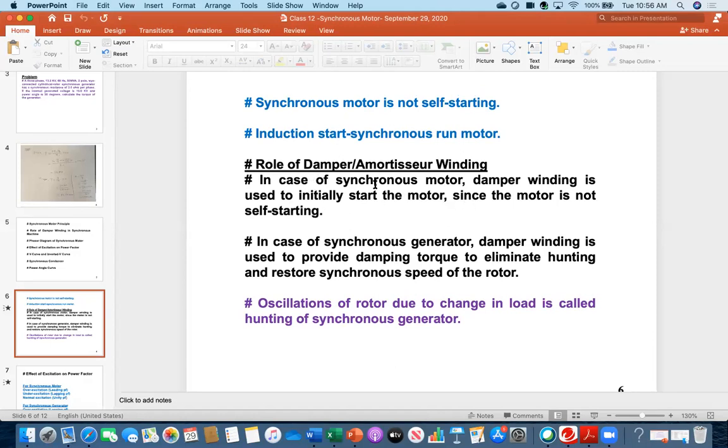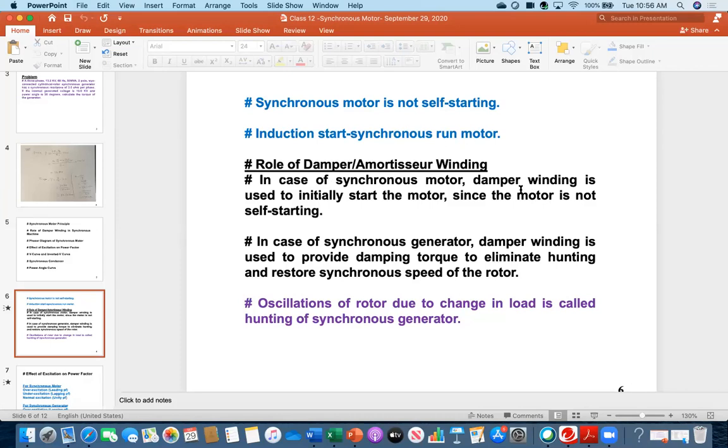The role of damper or amortisseur. Sometimes in the literature you will notice this keyword, amortisseur. This is basically the same thing as damper. It came from the name of the engineer, like amortisseur winding. So what I have written: in case of a synchronous motor, the damper winding is used to initially start the motor, since the motor is not self-starting. So how to start it? With the help of the damper winding.